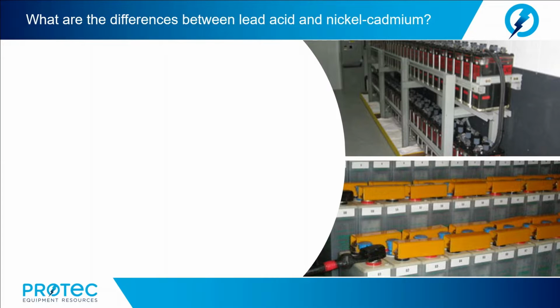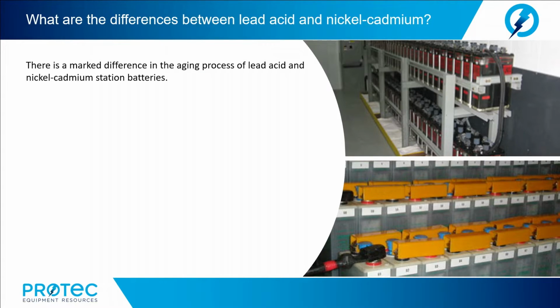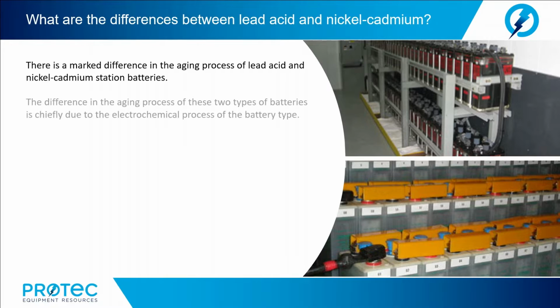All right, now throughout this webinar thus far, we've been really focusing a lot on the lead-acid style batteries. So what are the differences between lead-acid and nickel-cadmium? Well, there is a marked difference in the aging process of lead-acid and nickel-cadmium station batteries. The difference in the aging process of these two types of batteries is chiefly due to the electrochemical process of the battery type.